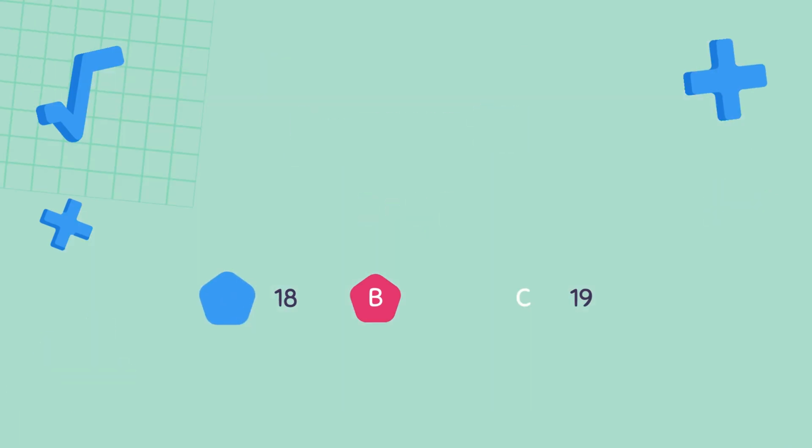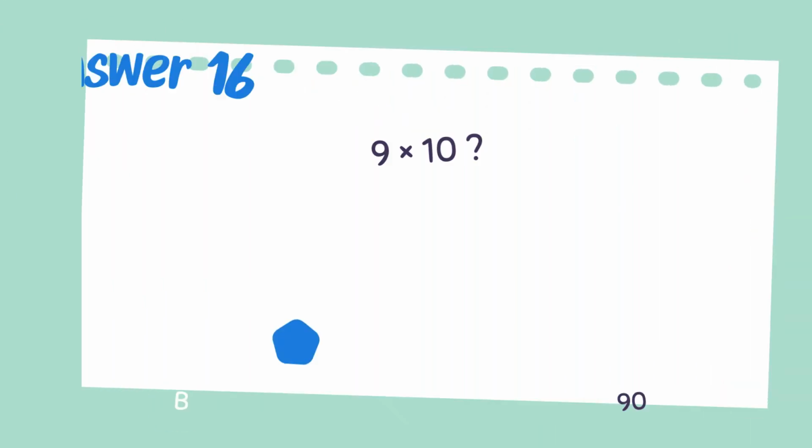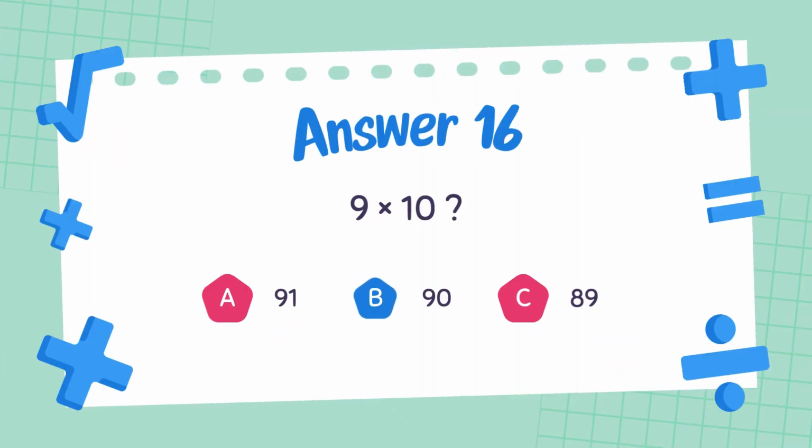Excellent. Question 16. What is 9 times 10? Is it A, 91, B, 90, or C, 89? The answer is B, 90.